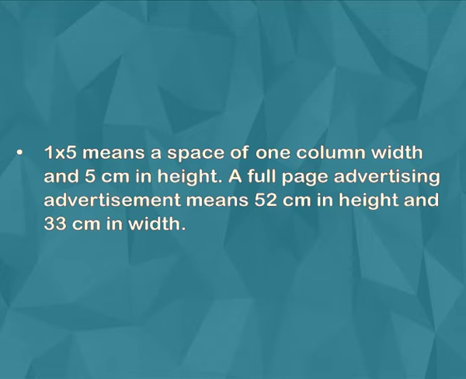Generally, advertising space is sold according to grid and column sizes. For example, 1 into 5 means a space of 1 column width and 5 centimeters in height. A full page advertisement means 52 centimeters in height and 33 centimeters in width.